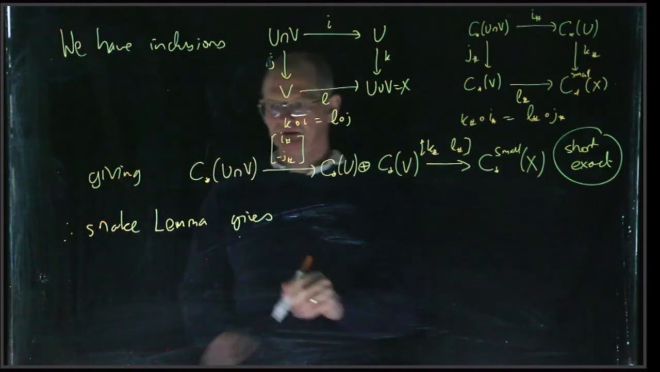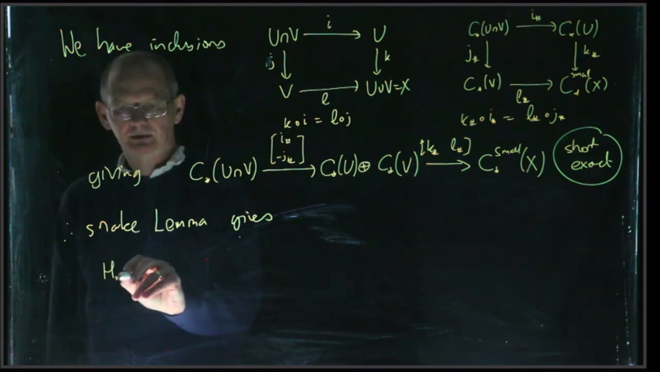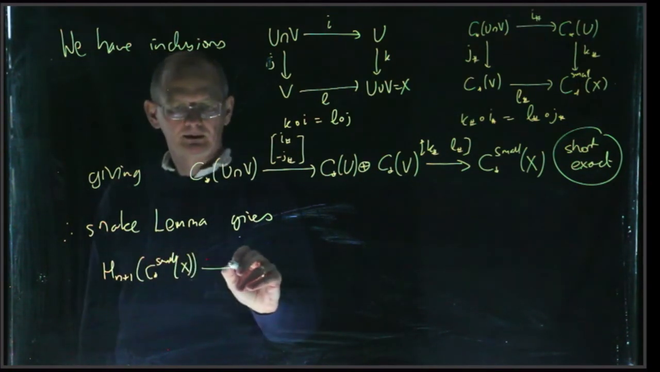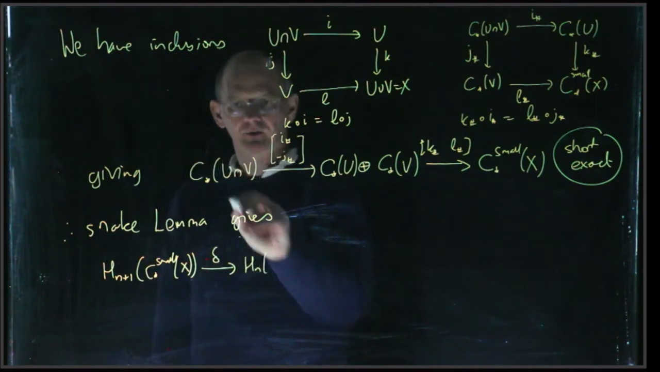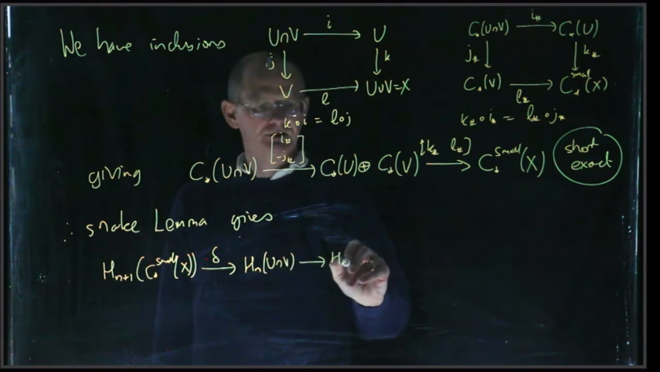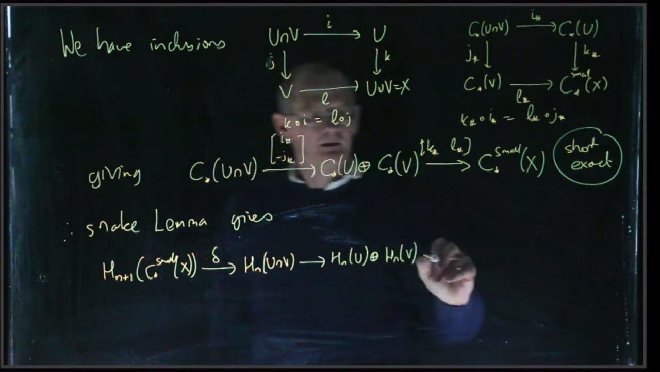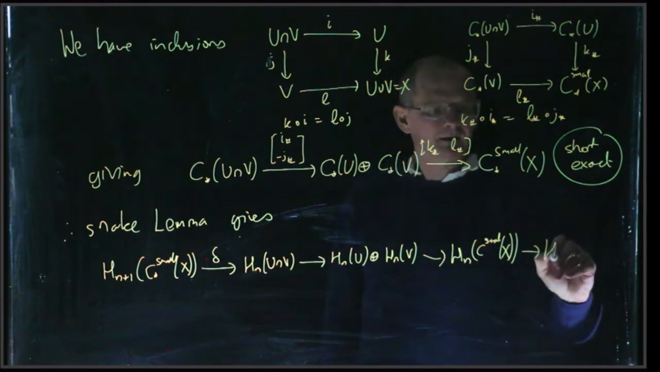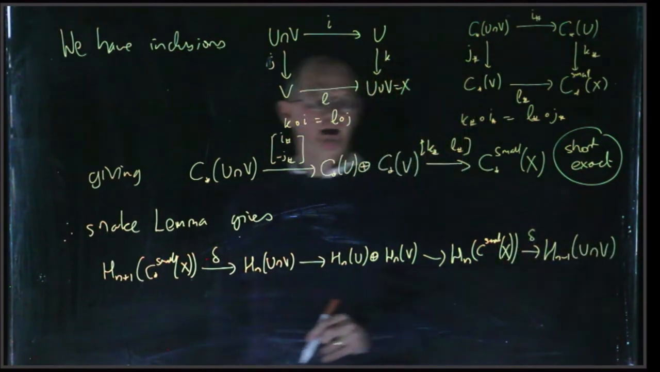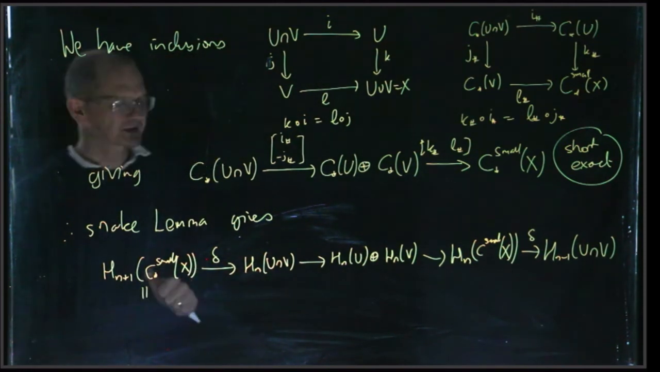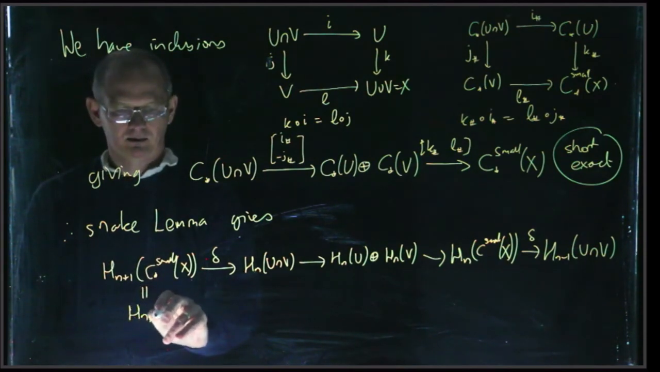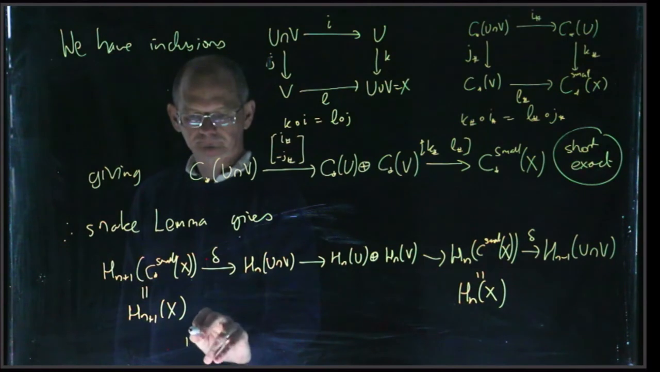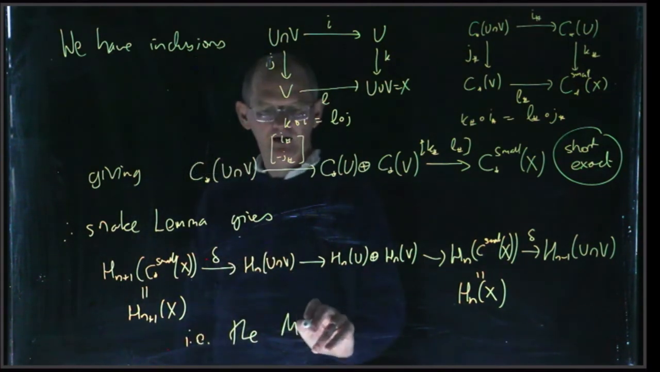So we can apply the snake lemma to this, which is going to give us an exact sequence like this from H_{n+1} of the small complex for X, and then via delta going to H_n of this complex here, which is just H_n of the space U intersect V, then H_n U plus H_n V, and H_n of the small complex, and down to H_{n-1} of U intersect V by delta again. But then the whole point of the first section of this video was to show that this homology is just the same thing as the ordinary homology of X. This one is just the ordinary H_n of X. So what we've got here is now the Mayer-Vietoris sequence.